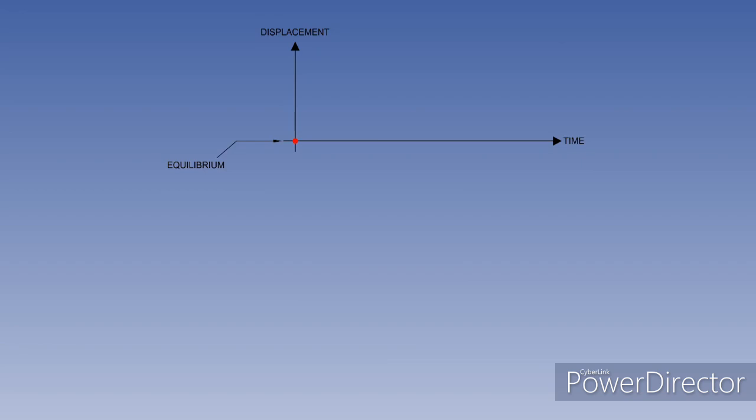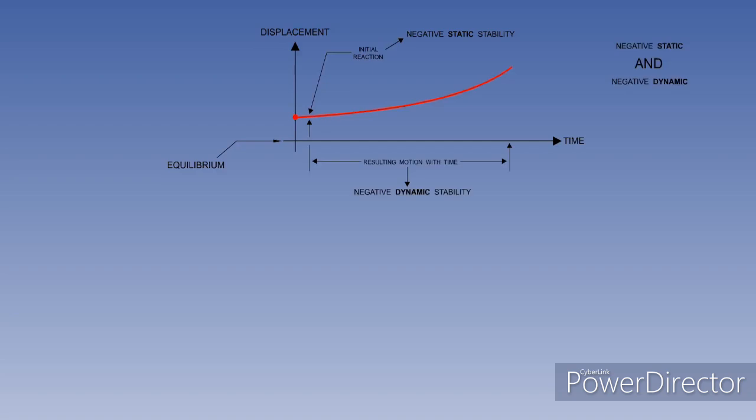Now we will consider another type of dynamic stability, called divergence. The red dot is displaced from equilibrium, and when the disturbing force is removed, the initial reaction is to start to move further away from equilibrium. This illustrates negative static stability. And over a period of time, the dot continues to move away from equilibrium. This illustrates negative dynamic stability. We have a negative static and negative dynamic stability.